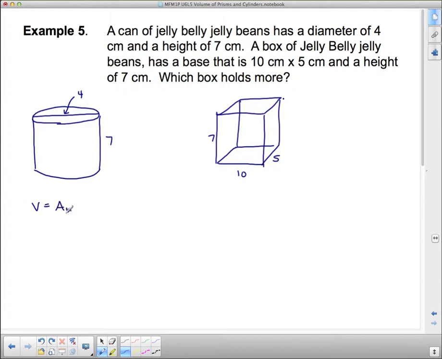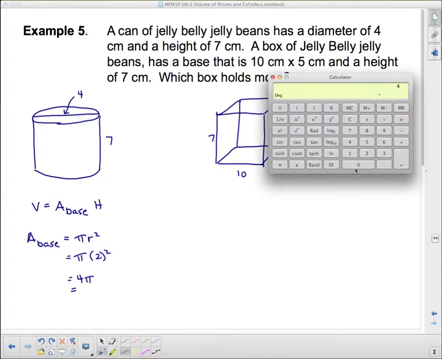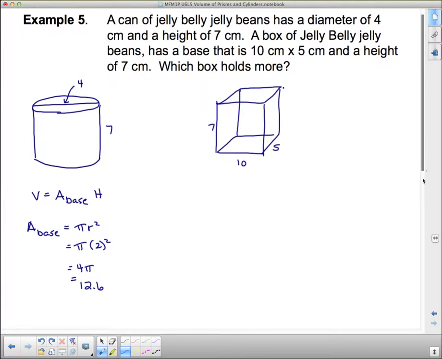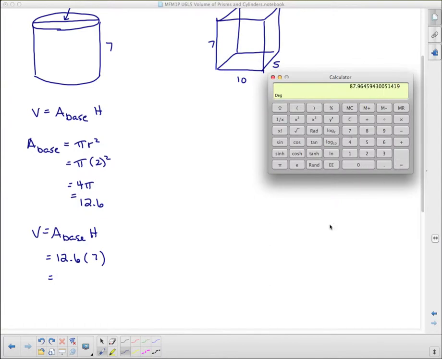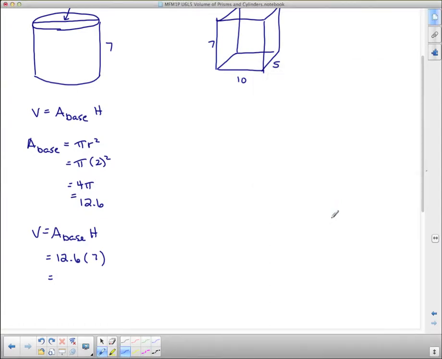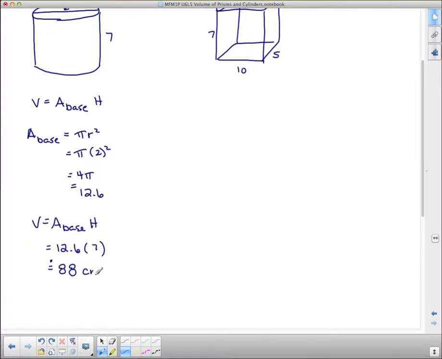Volume equals area of the base times the height. Now in this case, the area of the base is a circle. So to find the area of the base, I need pi r squared, which is pi. The radius is 2, so that's 4 times pi, which is 12.6. And then I need volume equals area of the base times height. The area of the base we found to be 12.6 and the height is 7. So let's times that by 7, and we get approximately 88, and this was given to us in centimeters. So that's 88 cubic centimeters.